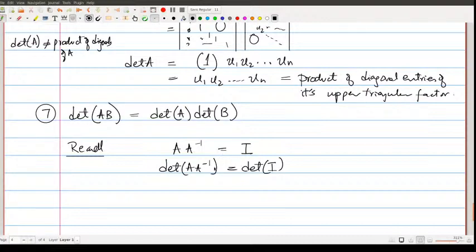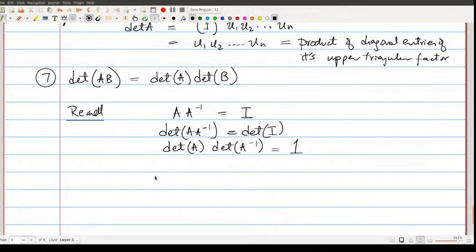But now, since this is a product, I can write this as the determinant of A times the determinant of A inverse. And I know that the identity matrix always has, this is the first property that we did, the determinant equal to 1. Which means if I want the determinant of A inverse, then that's just 1 upon the determinant of A.